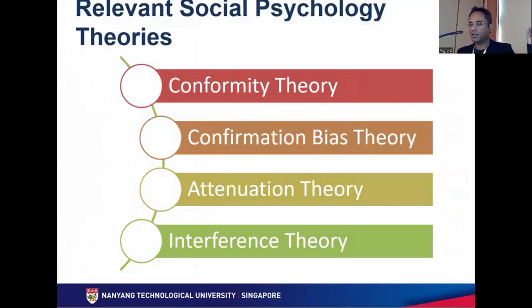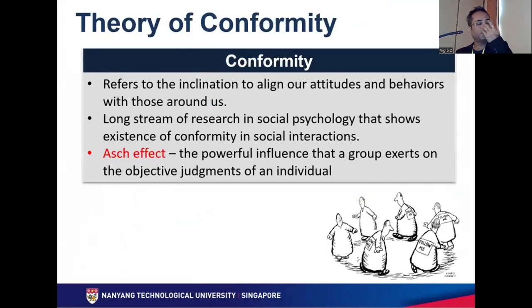So given this background on social psychology, I'm going to introduce you to four theories, an overview of them. Of course, we cannot go into detail. That will be a separate tutorial as well. But I'm focusing on these four theories because literature shows these four theories have been exploited in online social computing techniques. First is conformity theory, then confirmation bias, attenuation theory, and interference theory. Among them, conformity theory has gained most of the attention, so I will have some more slides on this particular theory. So let's start with conformity.